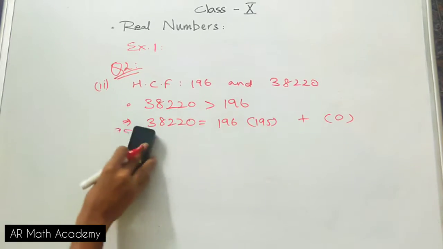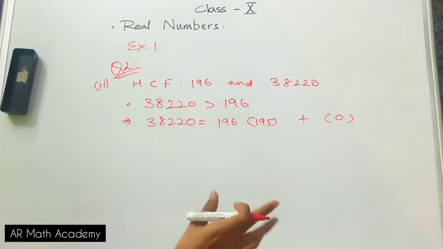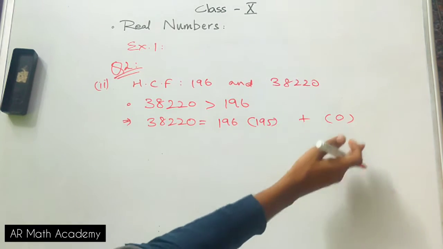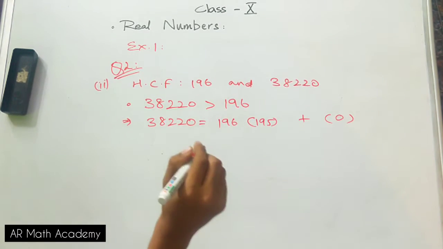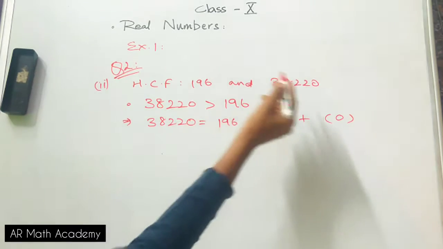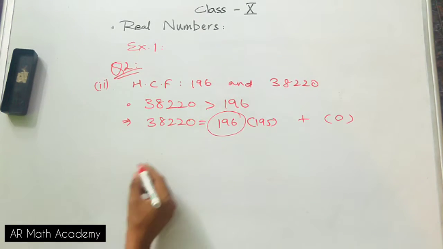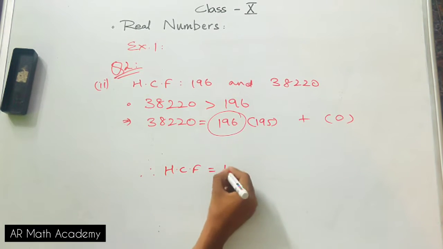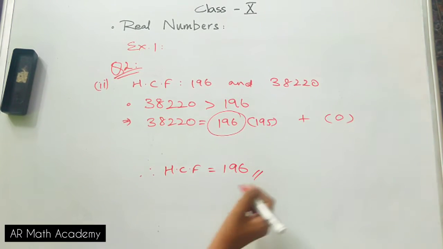So when you go on, you should know somewhere to stop, right? This is the point where you stop. You get the remainder as 0, and here the procedure ends. So what is the HCF? The HCF of these two numbers is 196. So finally, you can say that the HCF of the above given numbers is 196.